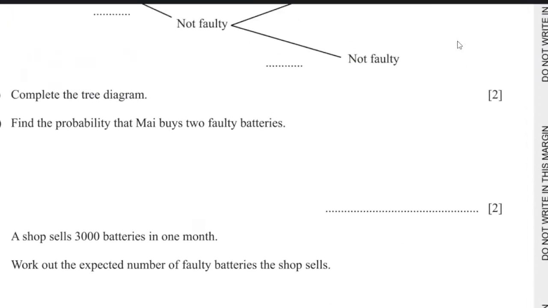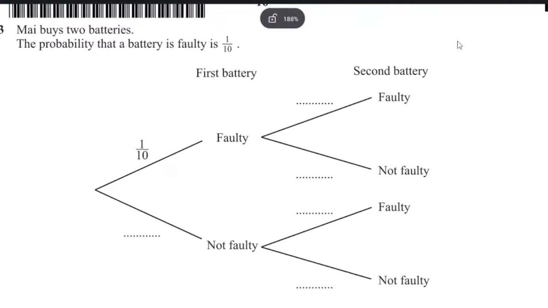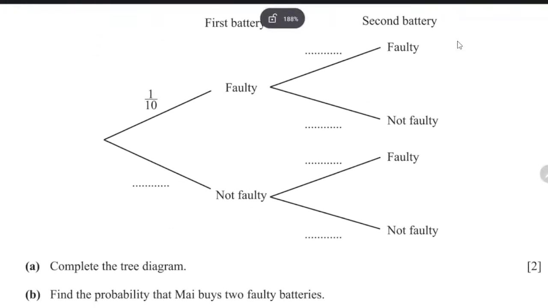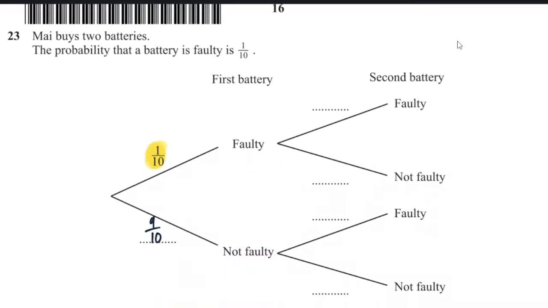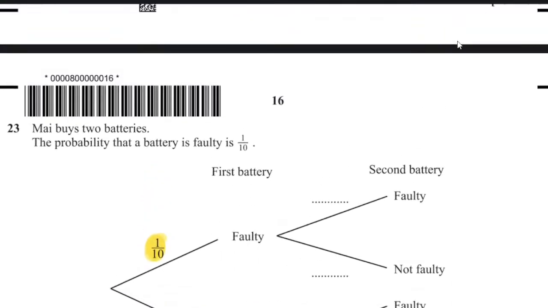Now probability. Can you see this one? What you must know is they add up to give you 1. So this is 1 over 10. This would be 9 over 10, so that they add up to give you 10 over 10. So now, here, we want to extend. Are we together?